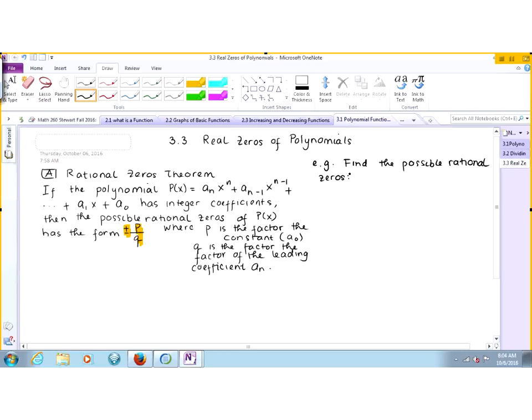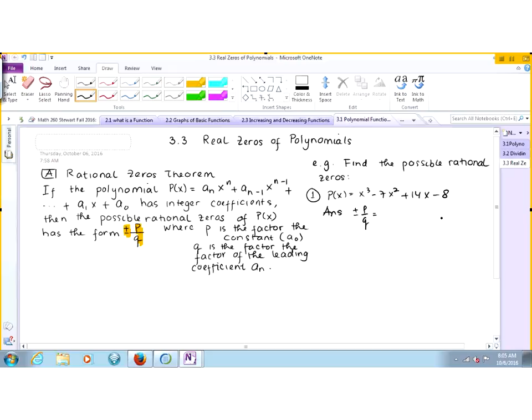Why are zeros important anyway? Well, you have to solve and you have to graph. That's why they're important. Important in graphing, important in solving equations. So P of x is equal to x cubed minus 7x squared plus 14x minus 8. So what are the possible rational zeros? What are the candidates for rational zeros? I'm not saying that all of them are the rational zeros, but they're the candidates. Yeah. So answer, plus or minus P over Q.